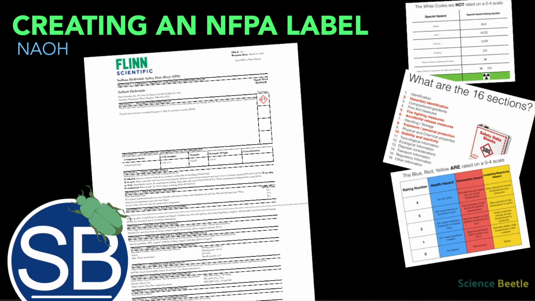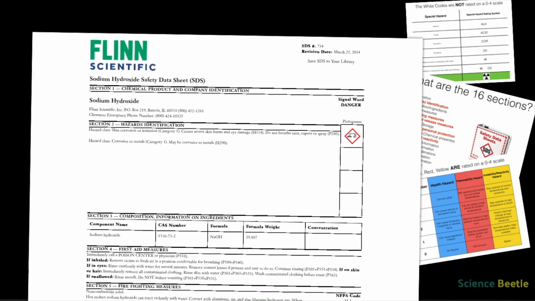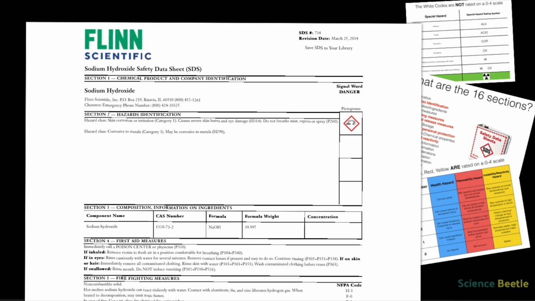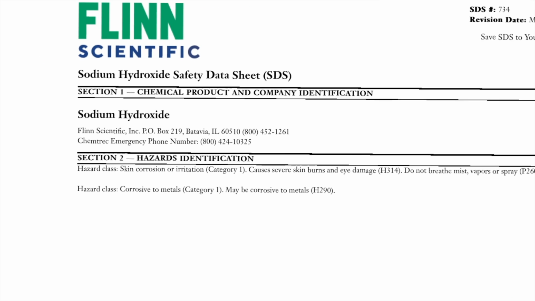In this video, I want to walk you through the process of how you actually create an NFPA label. What you see here on the screen is the SDS for sodium hydroxide. You can verify that name here in section 1, and you'll see the actual name, sodium hydroxide. We are in section 1.